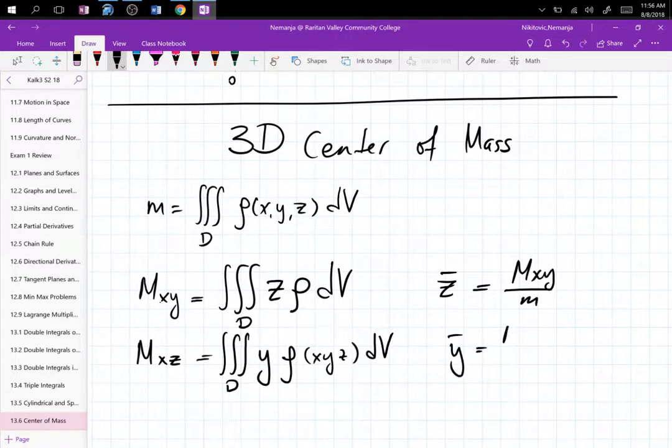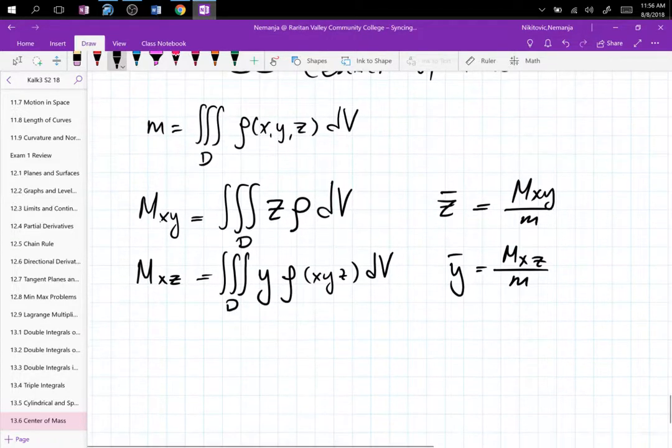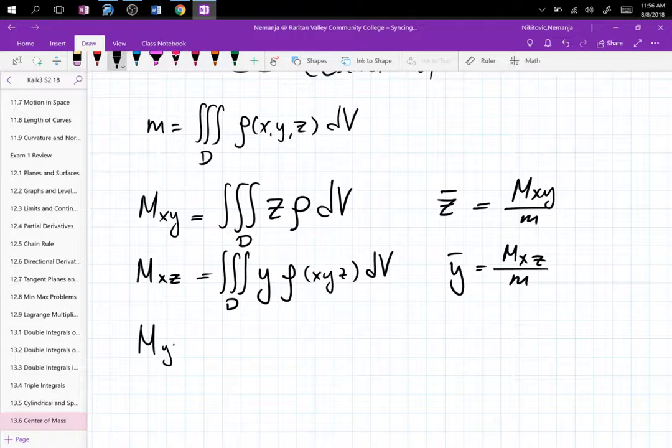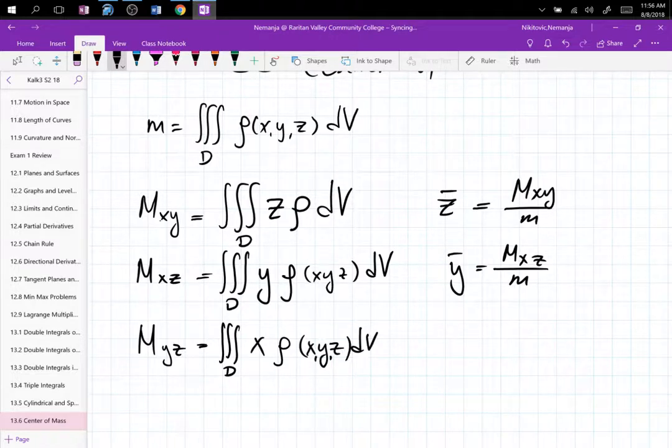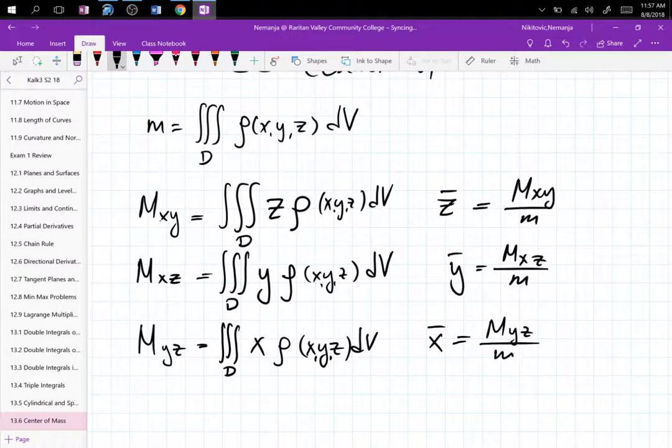So we have y bar to be Mxz divided by the mass integral. And finally, Myz, which variable is missing? It's x. Rho xyz dV. I'll add xyz over here. I want to keep my status of being the best. There you go. So there are your 25 integral formulas written in four lines. And yeah, good luck.